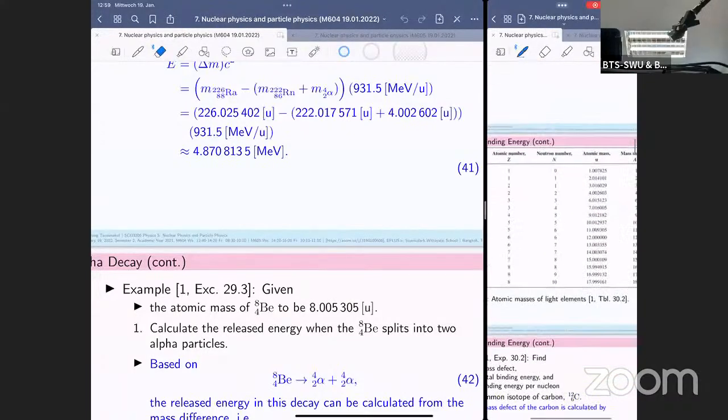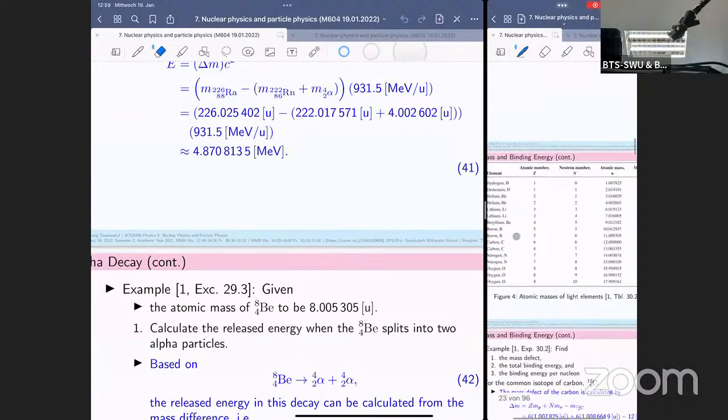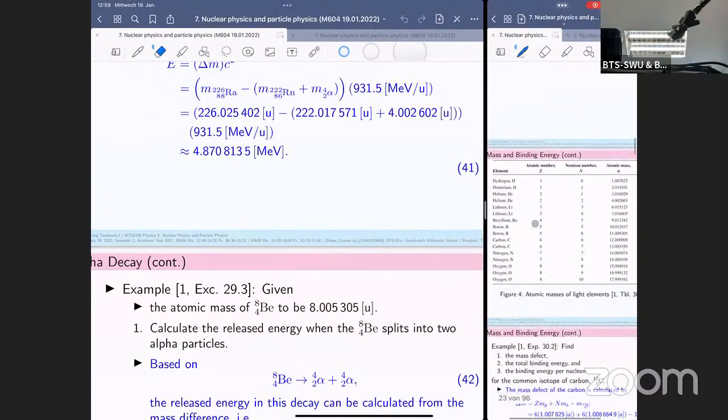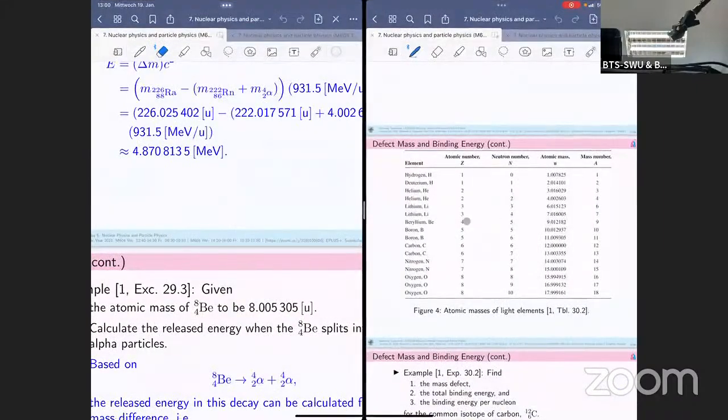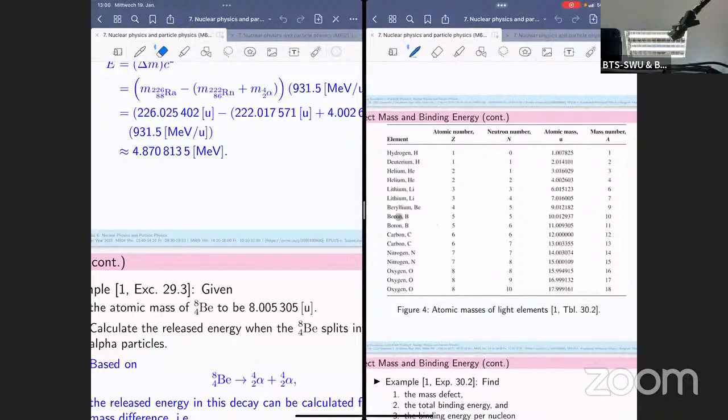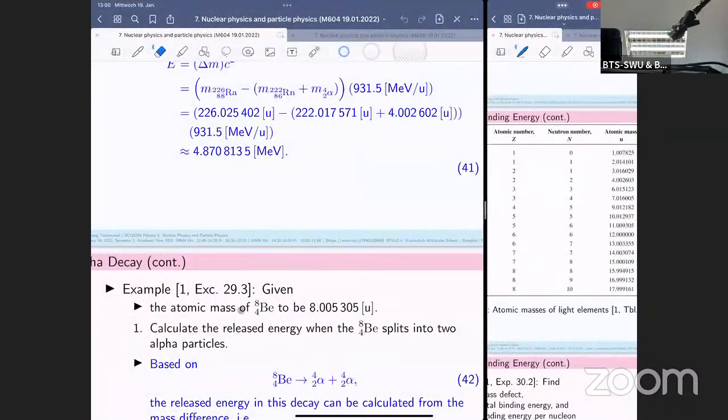For example, they have also provided here the information for beryllium-9. Beryllium-9 has the atomic mass of 9.012182, and the mass number, which is the number of nucleons, is exactly 9. But it's not what we are going to consider in this example.